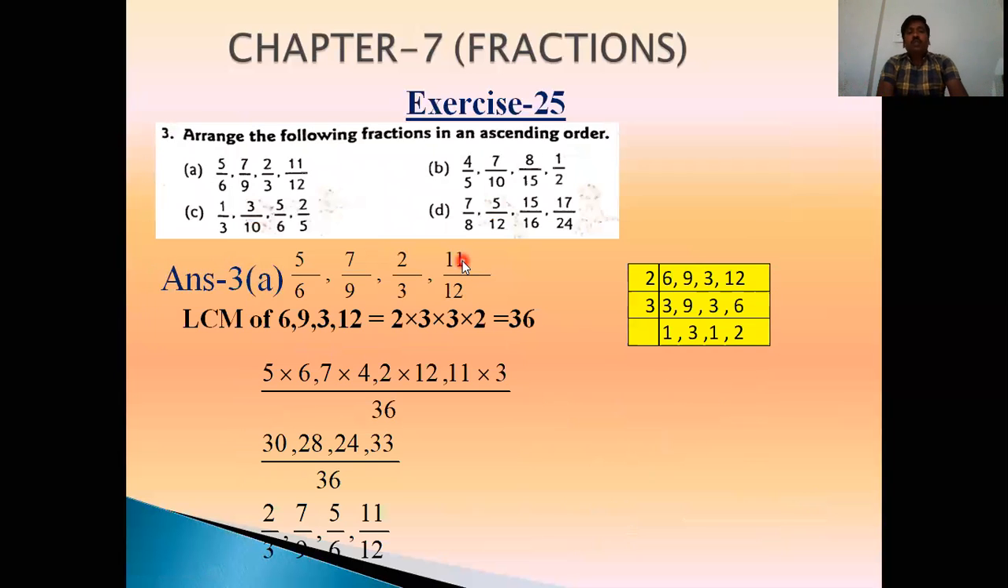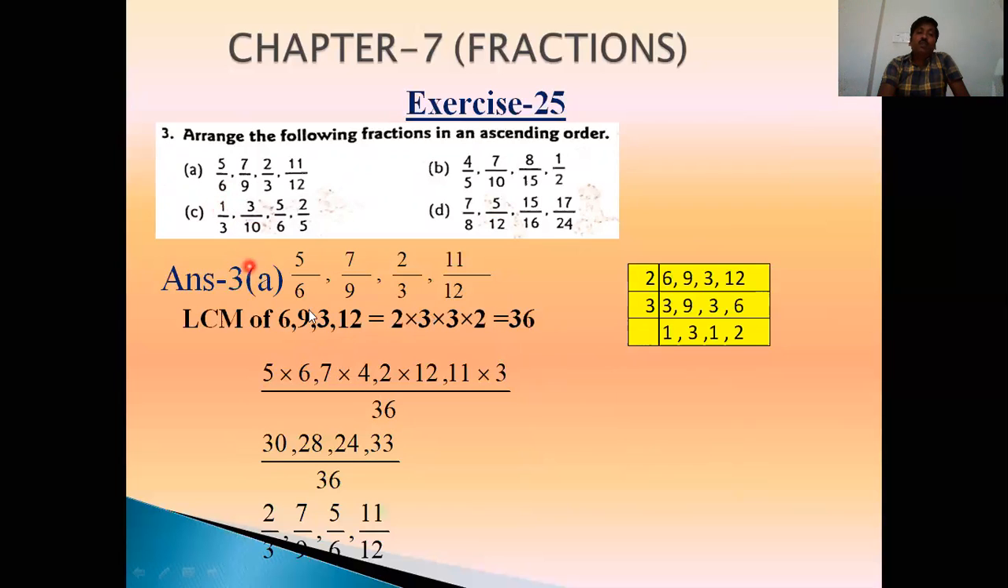Okay, now this is your question. Arrange the following fractions in ascending order. How can we arrange these numbers in ascending order? Here we see all the fractions have different denominators and numerators. So to compare them, first we shall find the LCM of the denominators. When we find the LCM of the denominators, we get 36. Now write the 36 in this way.